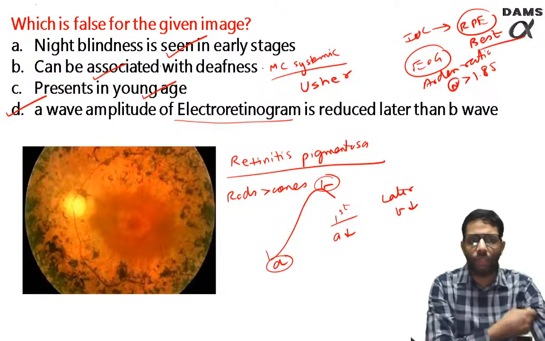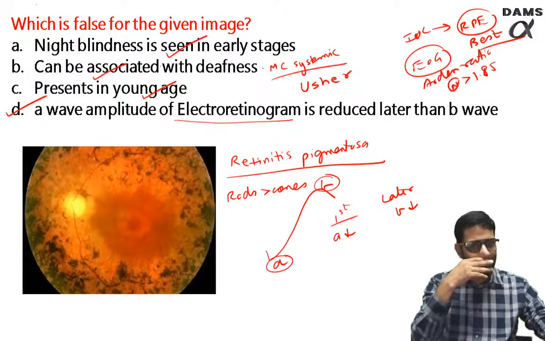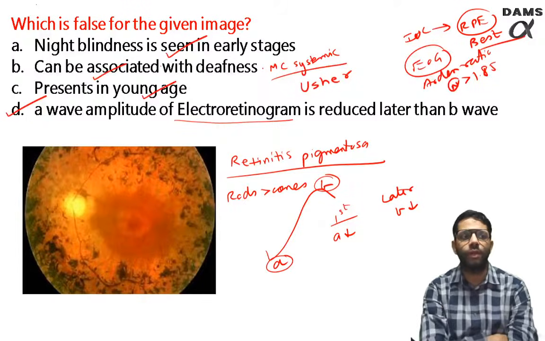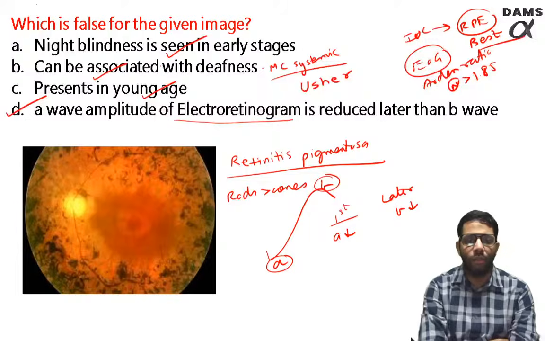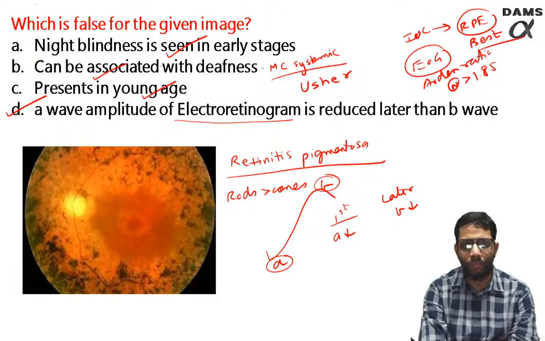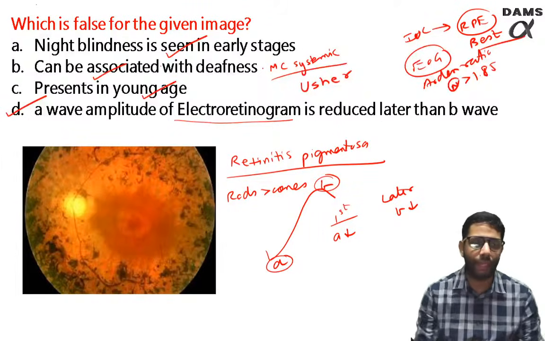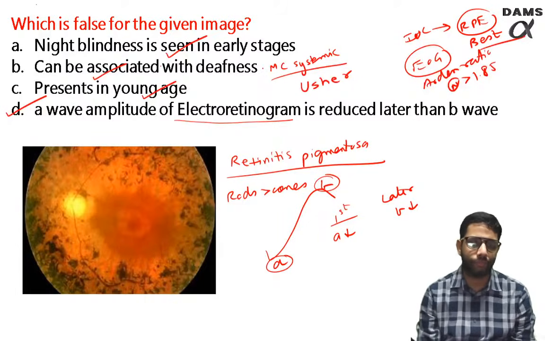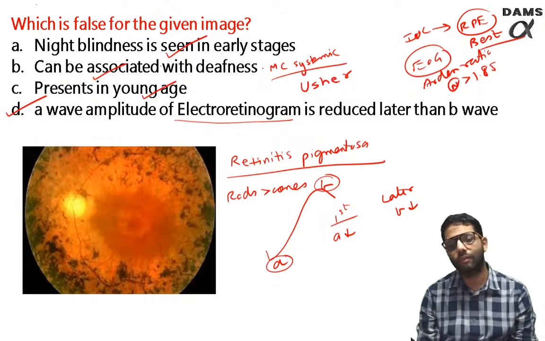Okay, let me ask you another question based on this, INICET level. If a patient of retinitis pigmentosa comes to you and he has polydactyly, multiple fingers, then what is the answer? Which syndrome?